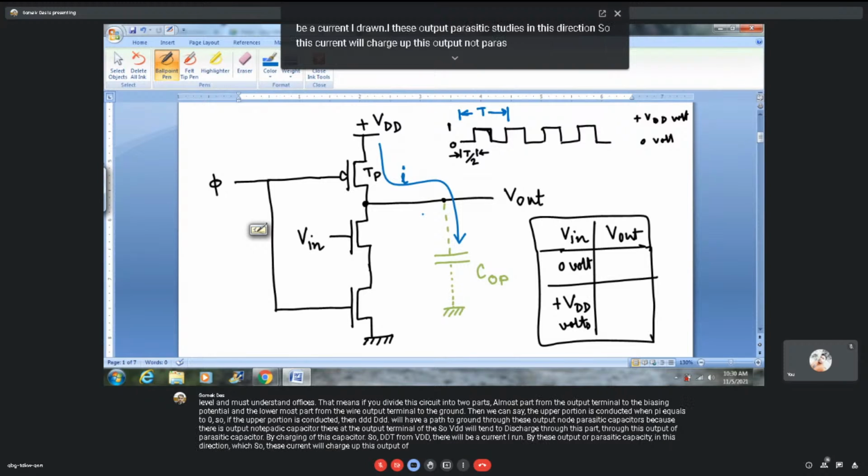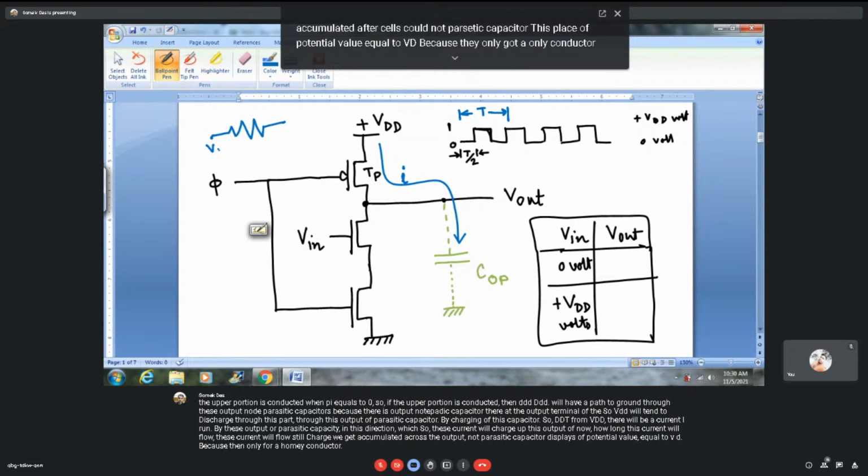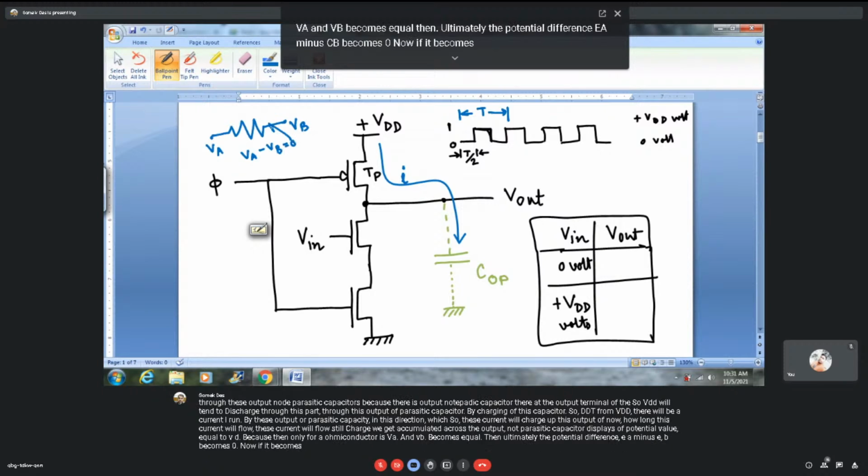Now, how long will this current flow? This current will flow till the charge accumulated across the output node parasitic capacitor displays a potential value equal to VDD. Because for an ohmic conductor, if VA and VB become equal, then the potential difference VA minus VB becomes 0. If it becomes 0, the current I flowing in this direction will also become 0. So ultimately the current flows till the potential across COP reaches the plus VDD value.